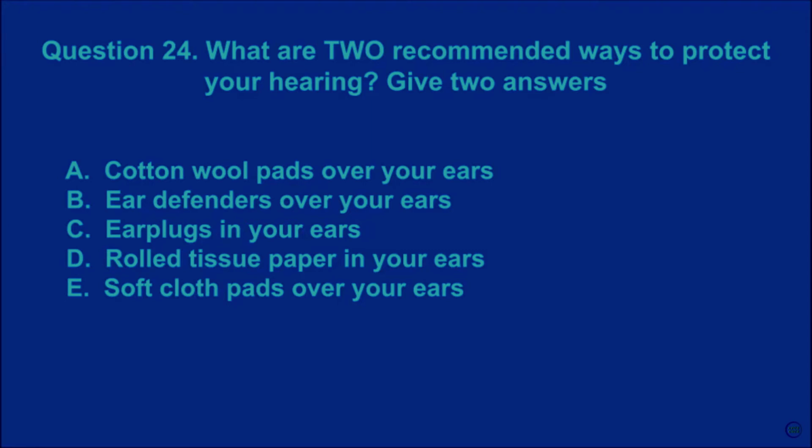Question 24. What are two recommended ways to protect your hearing? Give two answers. A. Cotton wool pads over your ears. B. Ear defenders over your ears. C. Earplugs in your ears. D. Rolled tissue paper in your ears. E. Soft cloth pads over your ears. The correct answer is B and C.